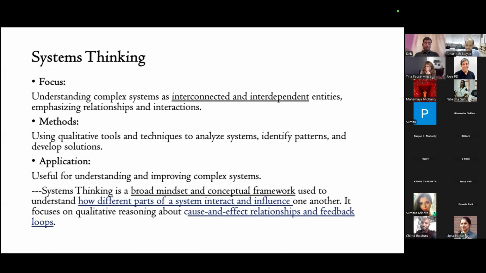Systems thinking is a broad mindset and conceptual framework used to understand how different parts of the system interact and influence one another. It focuses on qualitative reasoning about cause and effect relationships and feedback loops.